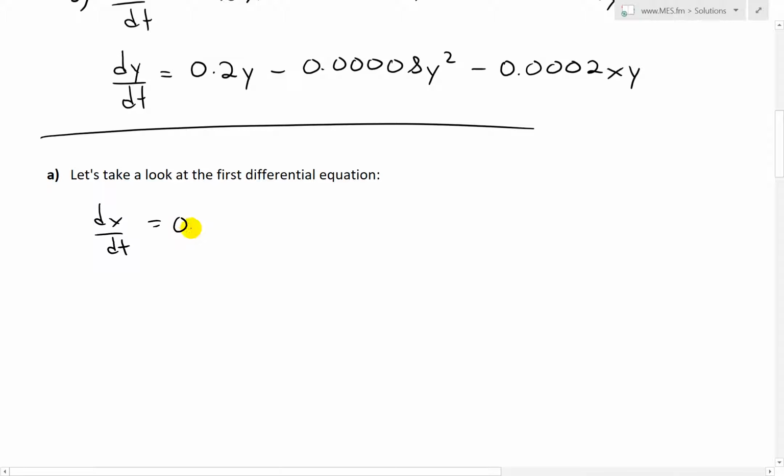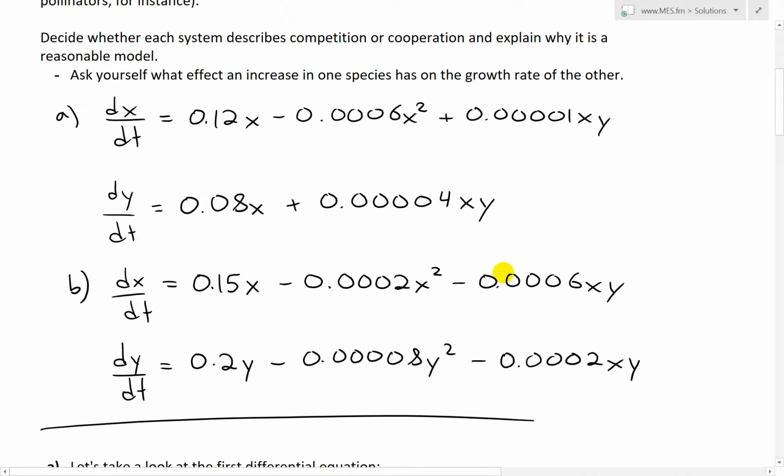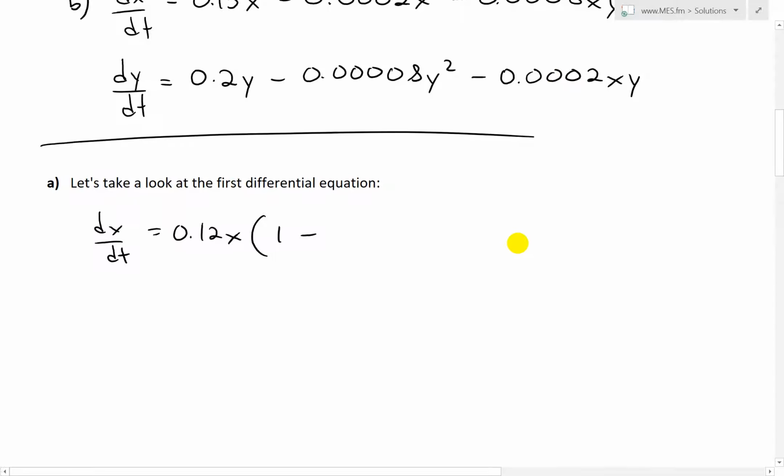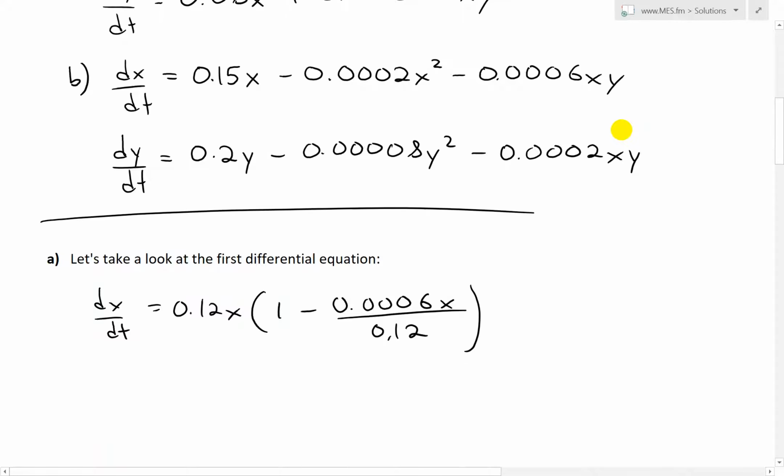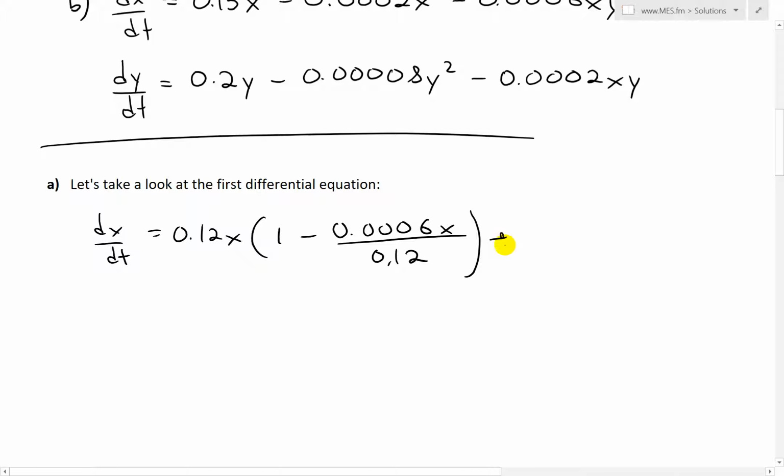So if we factor out the 0.12x, then what we have is 1 minus, and this is 3 zeros and a 6, so 0.0006, and then there's an x because it was x squared we factored out. When we factor out, we have to divide by 0.12. If you expand this out, 0.12x becomes the same equation as above. And then what we have now is a plus, and then 4 zeros, 1 xy, so 0.00001xy.